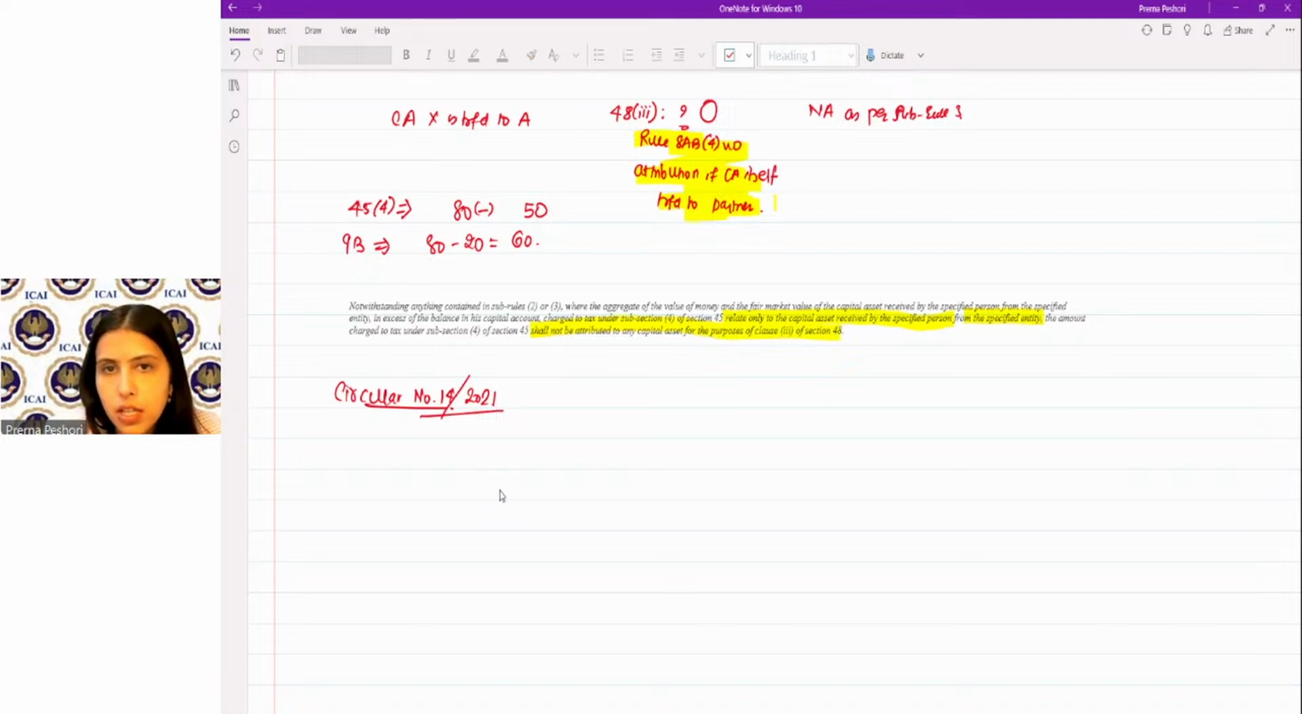What is this? Yes, Disha, hopefully. So what is this circular saying?